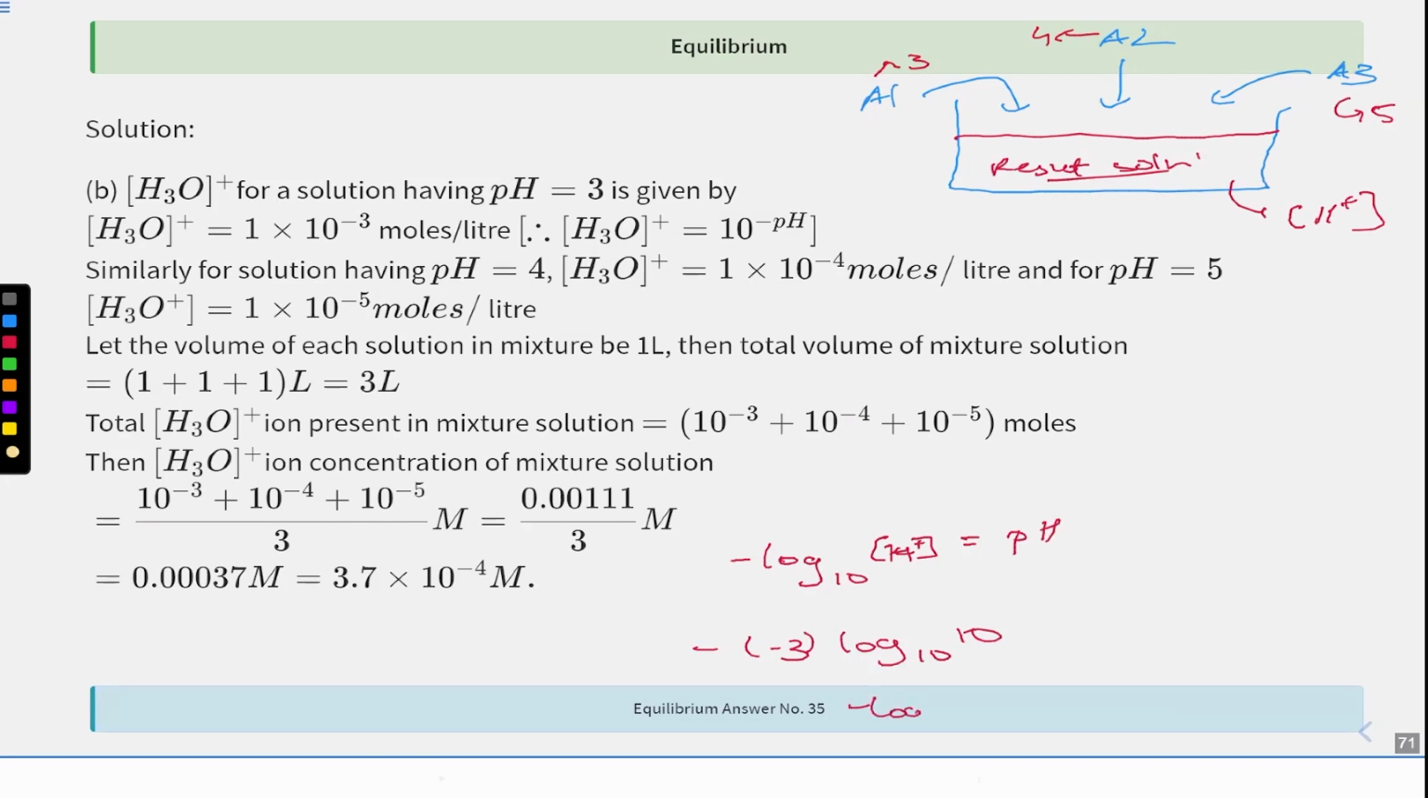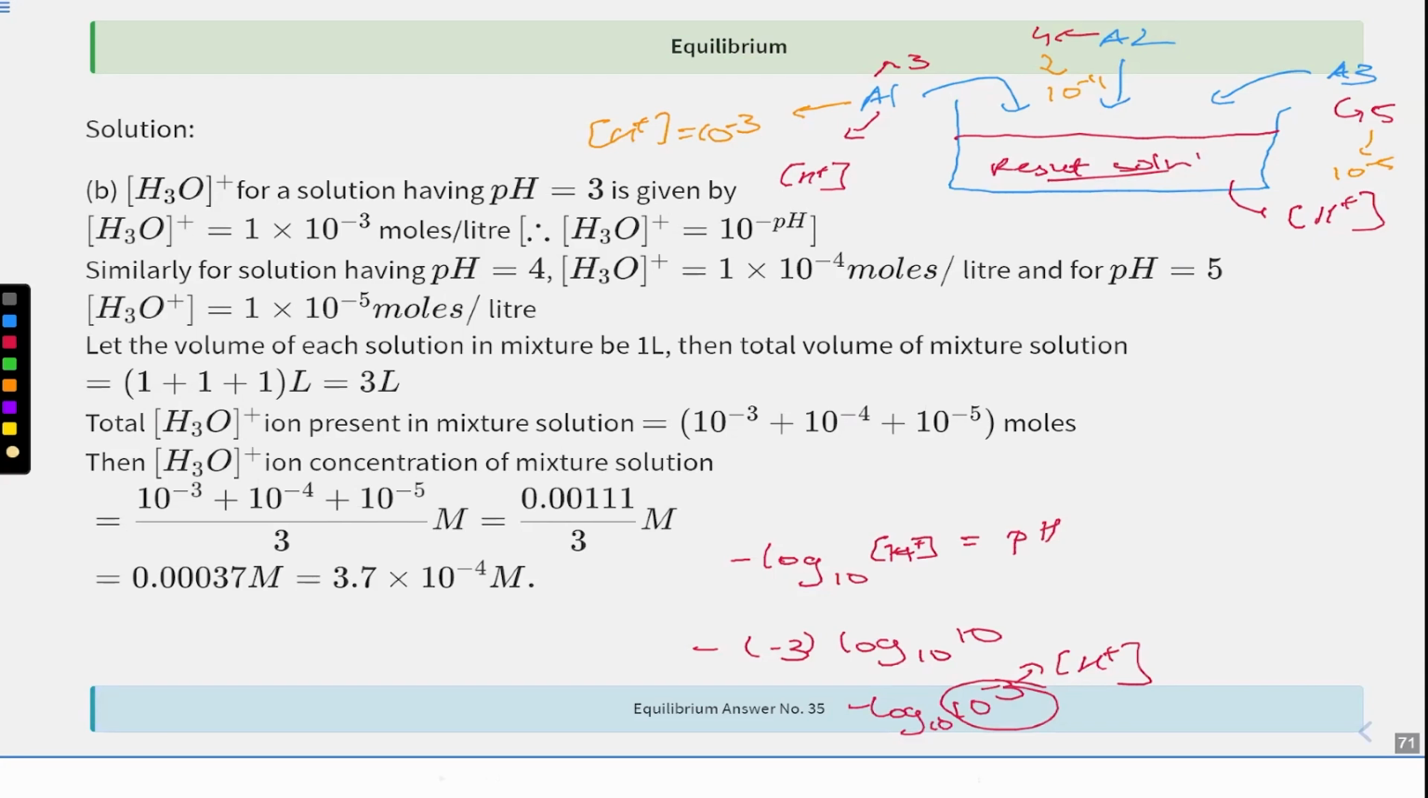That means it is actually this. And if we see from this and this equivalent, this is my concentration of H plus. So for this acid, my concentration of H plus is equal to 10 power minus 3. In this, my concentration will be 10 power minus 4, and in this, 10 power minus 5.